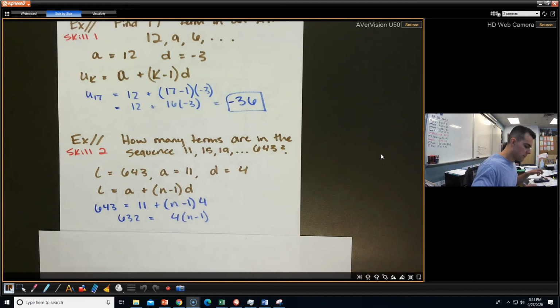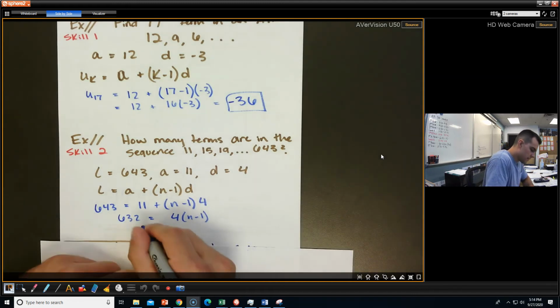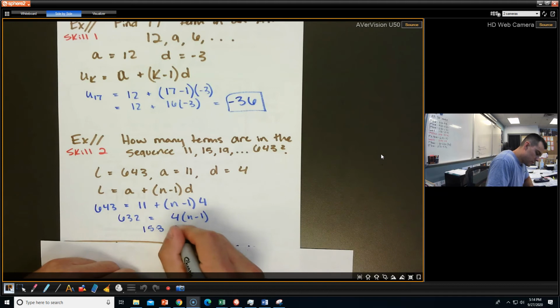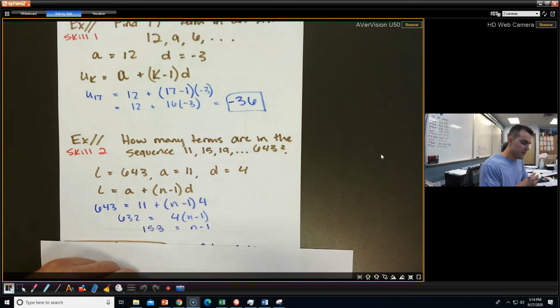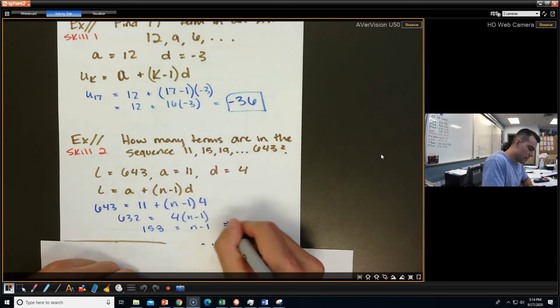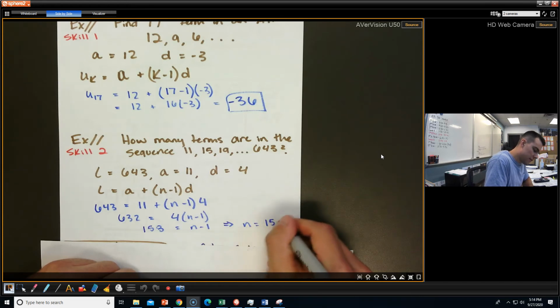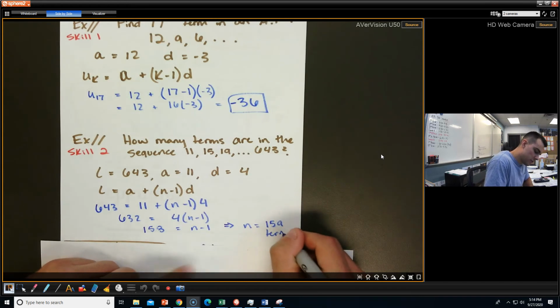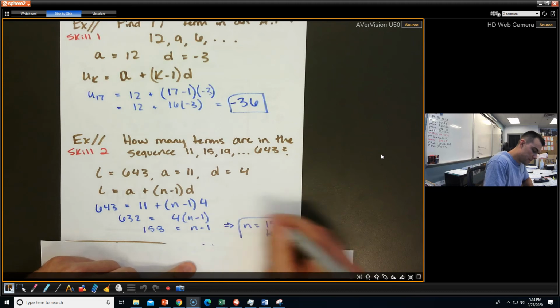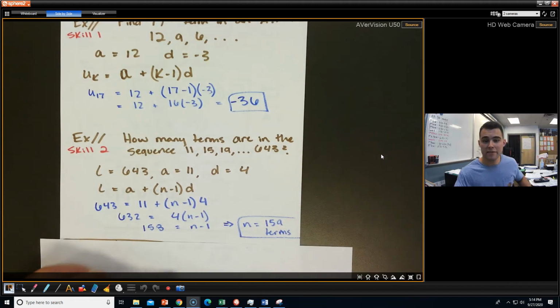I end up getting 158, which equals n minus 1, and then I have to add 1 over, so n equals 159 terms, which is quite a lot. Good thing we have math. Good thing we're not just doing this over and over and over again. That would be insanity. Okay?